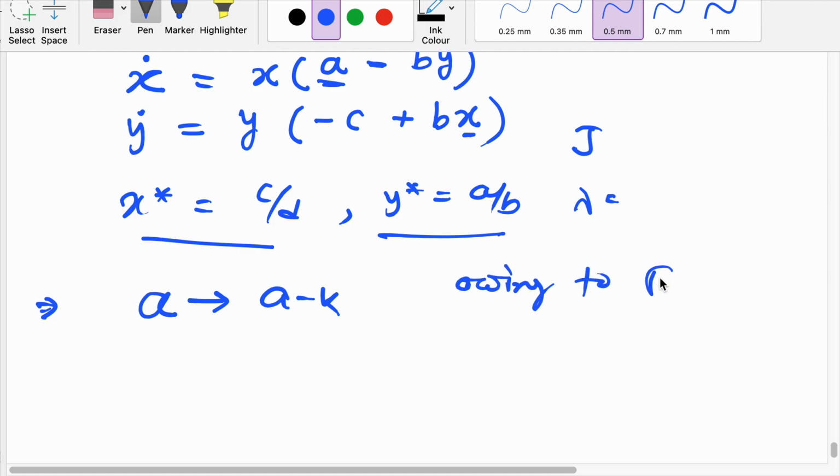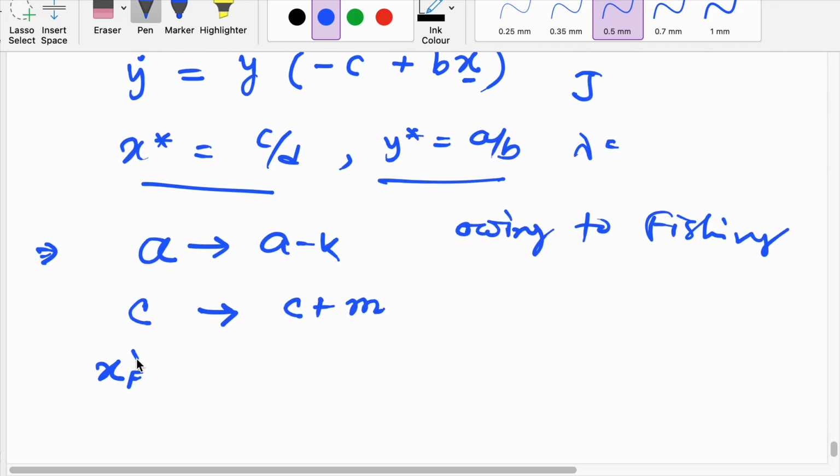Going fishing, the fishermen will sometimes encounter the sharks and they will kill the sharks. So that means the death rate of the shark will increase. So c will increase to c plus m. Now in the presence of fishing, you will find that x star will be c plus m by d, and y star will be a minus k by b.